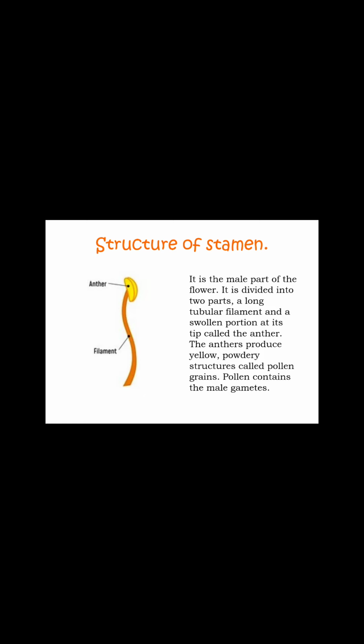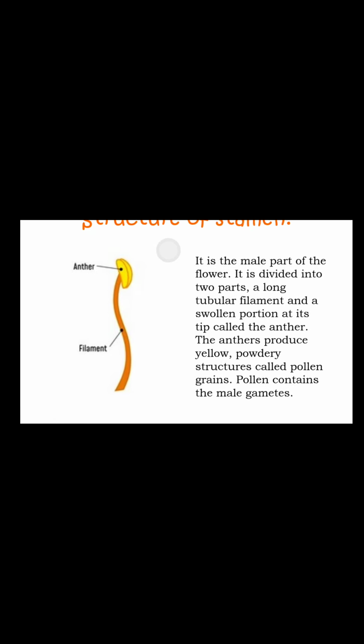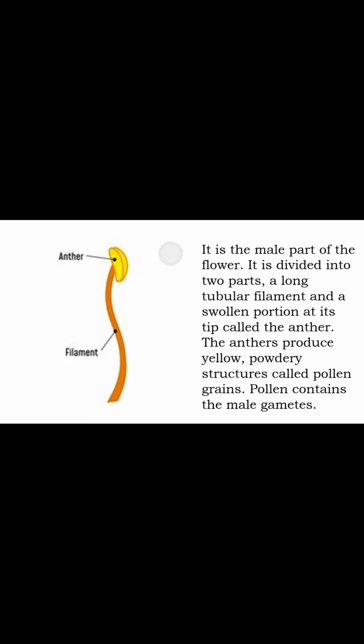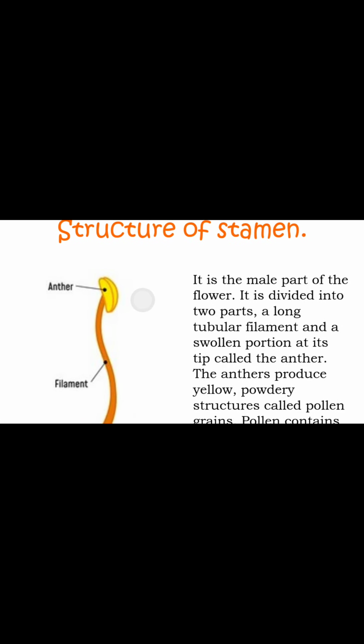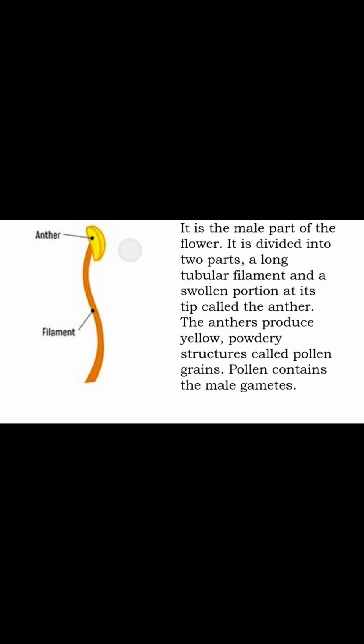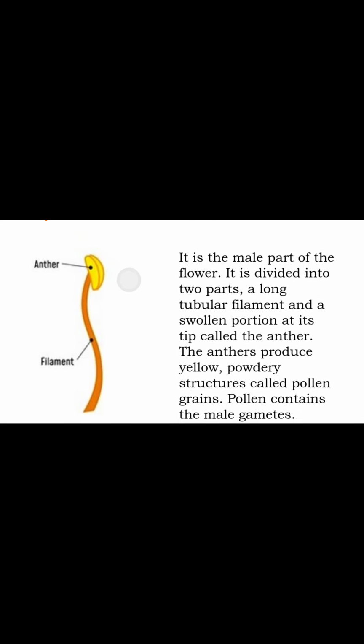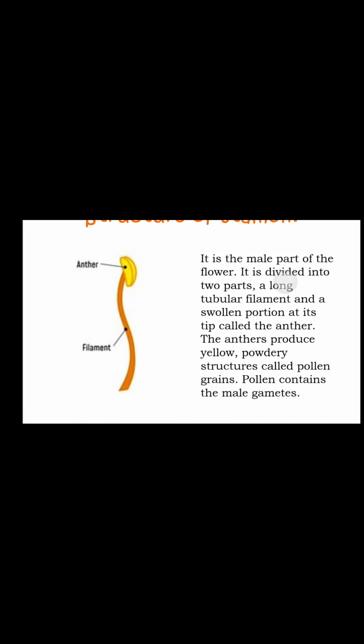Structure of stamen. It is the male part of the flower. It is divided into two parts, a long tubular filament and a swollen portion at its tip called the anther. The anthers produce yellow powdery structures called pollen grains. Pollen contains the male gametes.